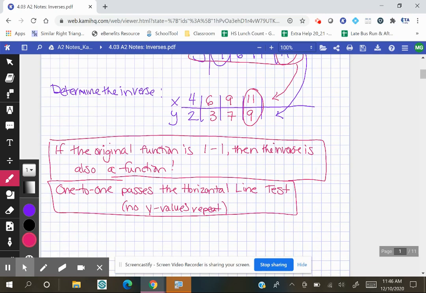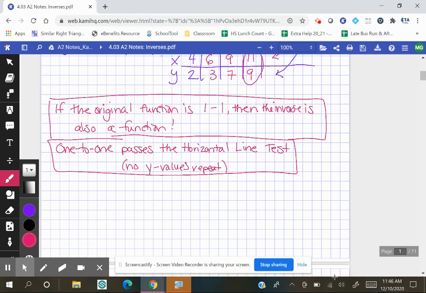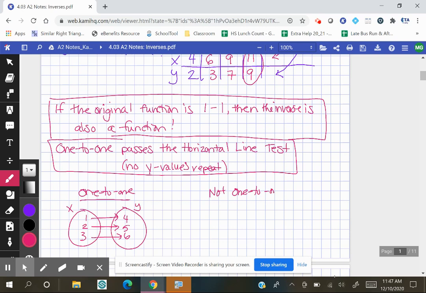Let's look at it as a mapping just to see when something is 1-to-1. So here's a mapping. I've got two circles, 1, 2, 3, 4, 5, 6. So these are my x, my domain, and this is my range. So 1 goes to 4, 2 goes to 5, 3 goes to 6. It's a function because each x value is only mapped to one y value, and each y value only has one x value. So now let's look at something that's not one-to-one.